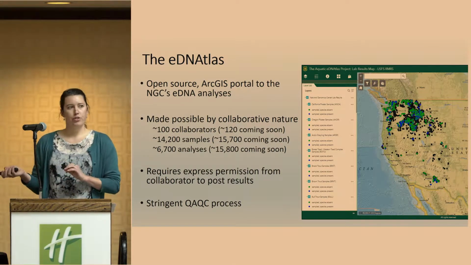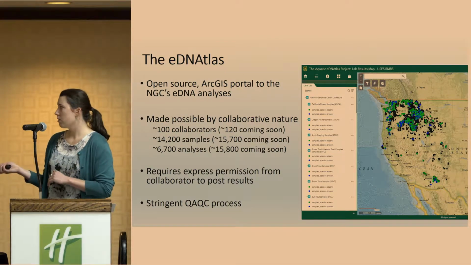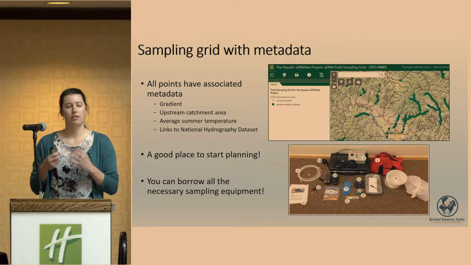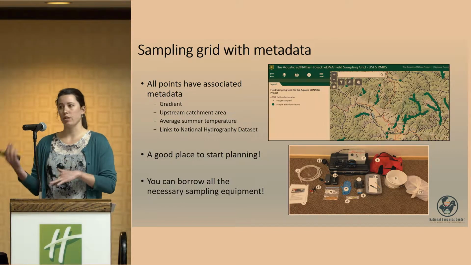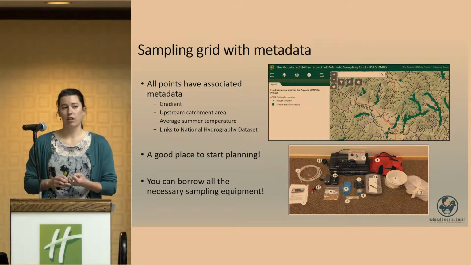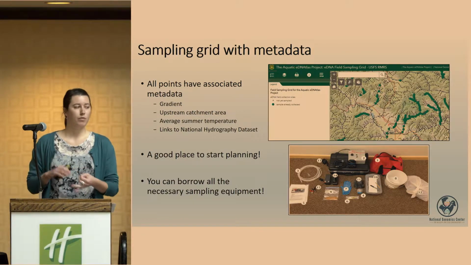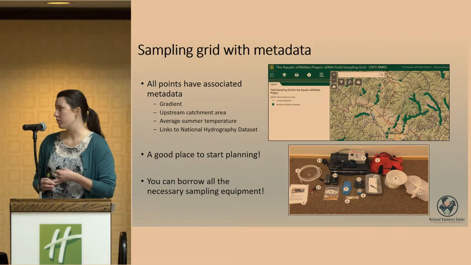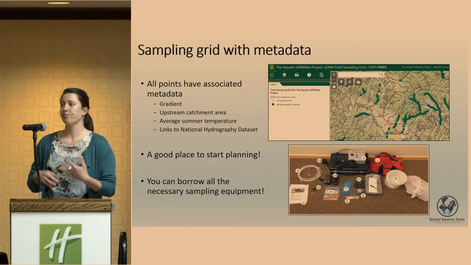In addition to this website that's showing you the eDNA results, we also have websites that just have those pre-designated sampling grids. So if you were to go on this website, you could see all those pre-designated points, whether or not they have been collected at, and all their associated metadata. So that includes things like the gradient of the stream, average summer temperature, and upstream catchment area.